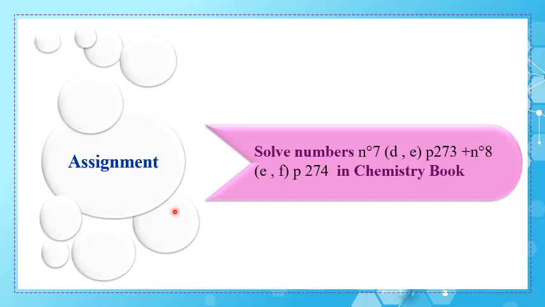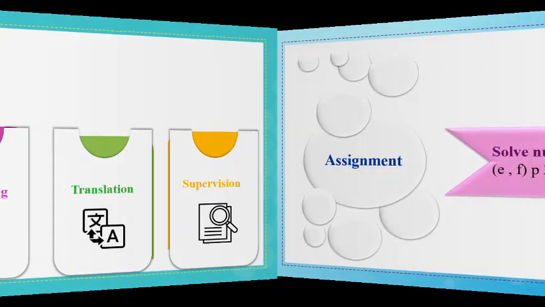Assignment: we have to solve number 7, part D and E, on page 273, and number 8, part E and F, on page 274 in the chemistry book.